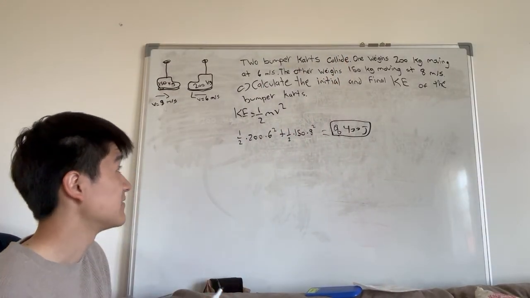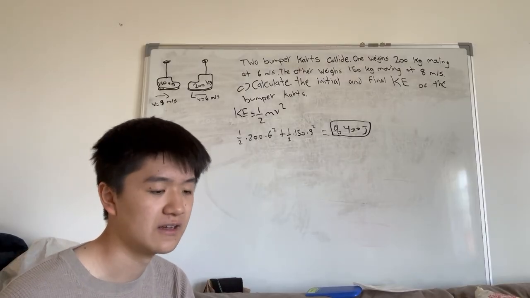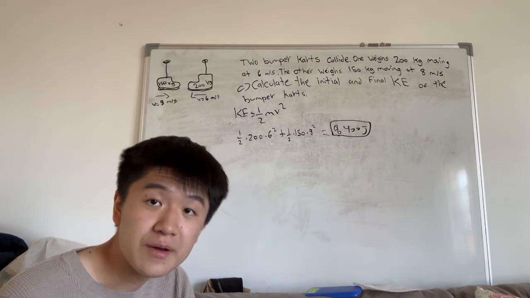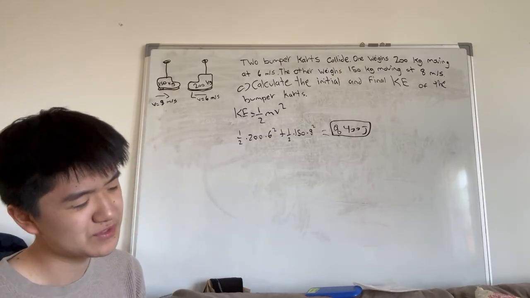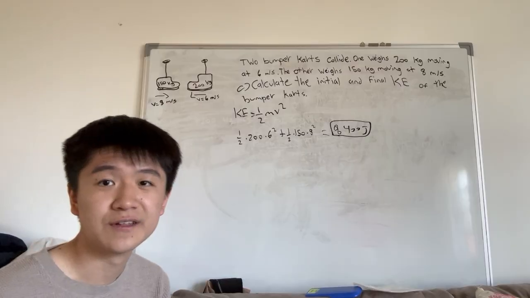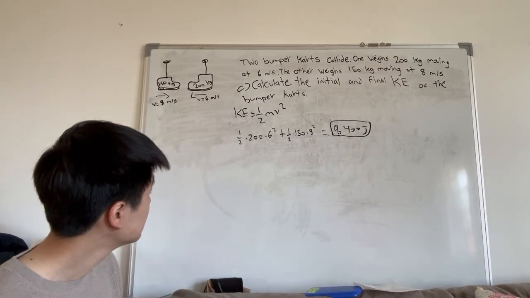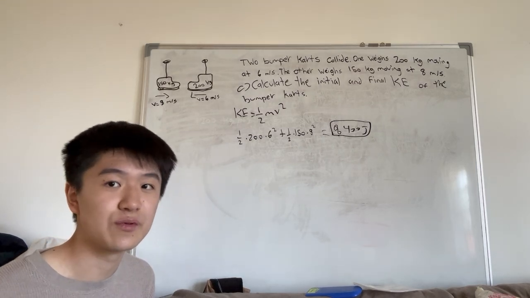The second part of this question is really easy. It's just asking us to find the final kinetic energy. As we previously found out in part B of the question, the final momentum of the carts was 0. So if the final momentum of the carts is 0, that means the final velocity of the carts is 0. So if the final velocity is 0, that means the final kinetic energy is 0, because it's not moving at all.